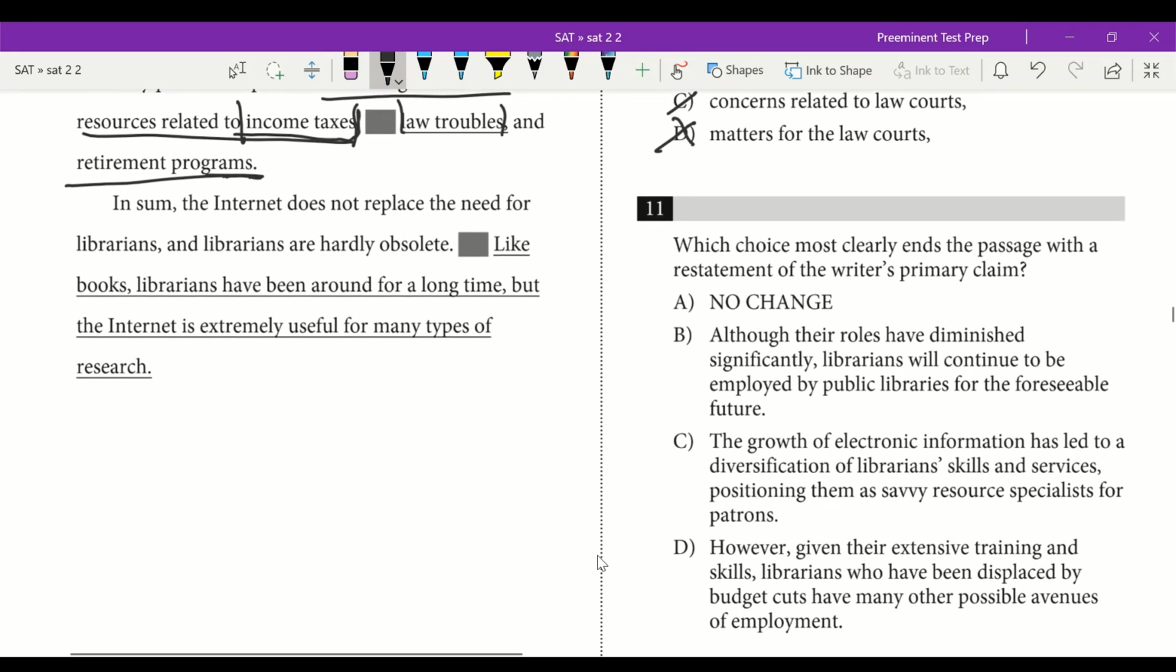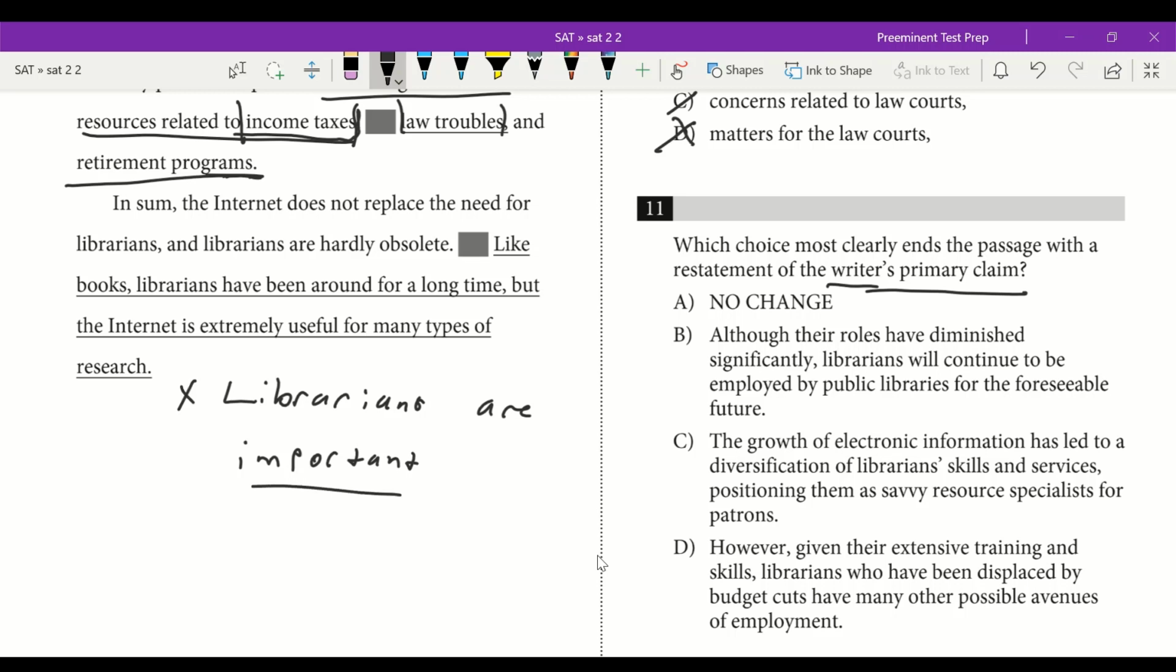In sum, the internet does not replace the need for librarians, and librarians are hardly obsolete. All right, now we're asked which choice most clearly ends the passage with a restatement of the writer's primary claim. Well, what's his primary claim before we even look at these answer choices? Well, his primary claim is that librarians, they are important. That's really going to be our main claim. So we're just going to look at our answer choices with that in mind, right? That they're important, they provide crucial services to the community, and that's his main point.